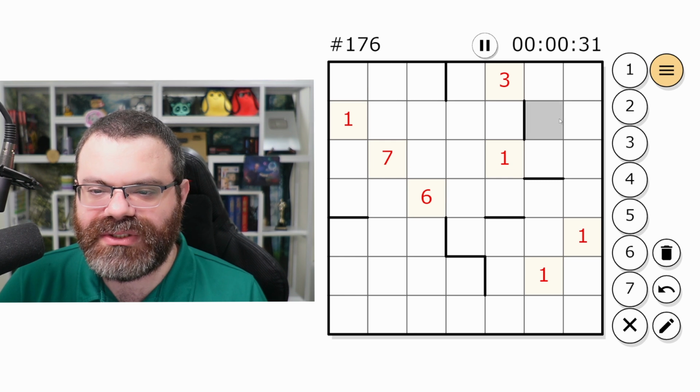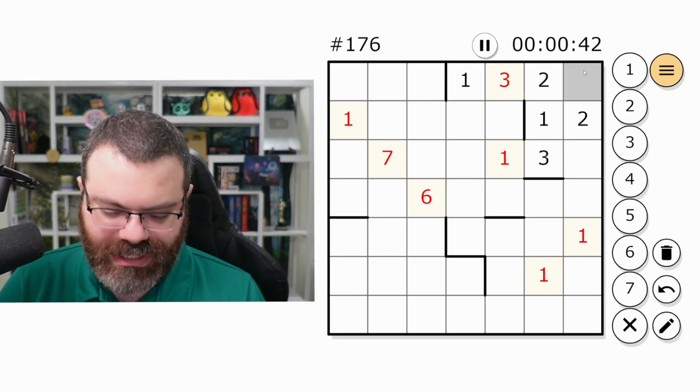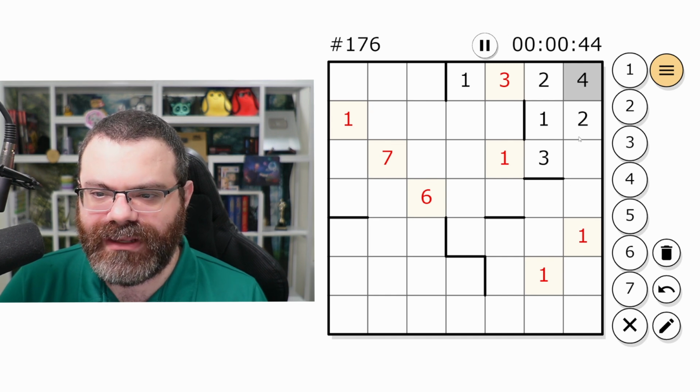So here, this is too long. This one sees here, so this has to be 2 and 1. Here we need a 3, and this can't be the 3, so that's our 3, and we finish the segment with a 2. Here we need a 1, which can only go there because of that one. That finishes the segment with a 4. All right.